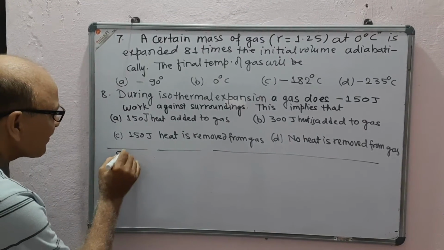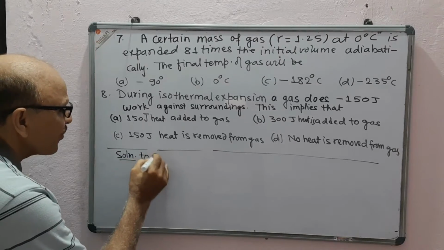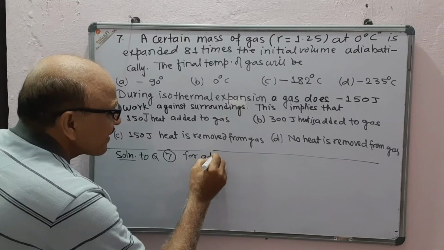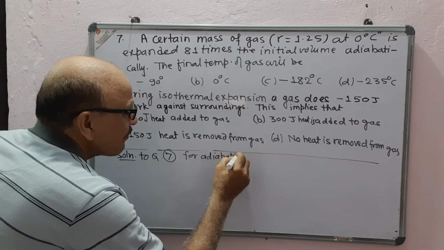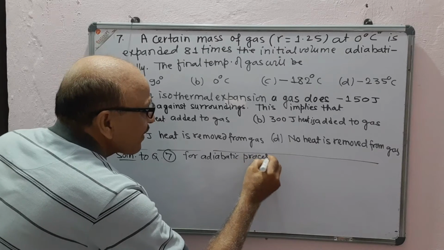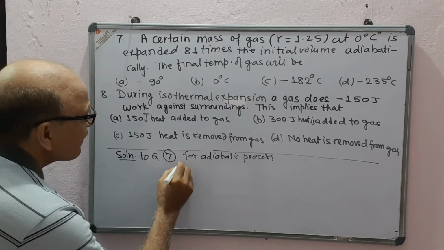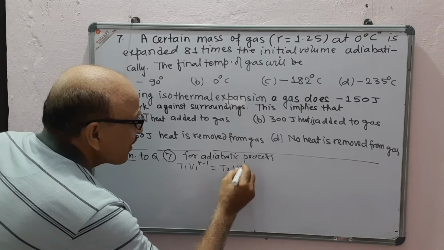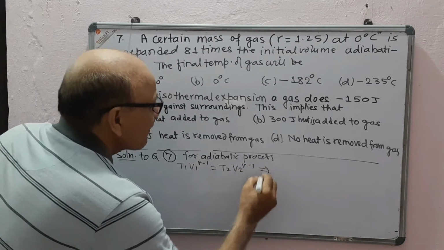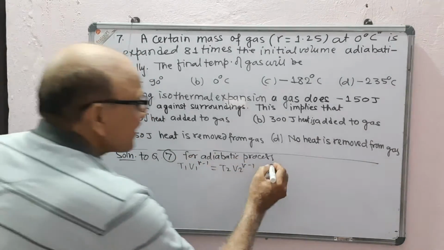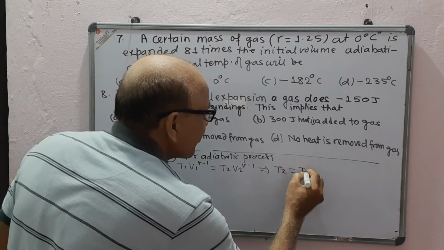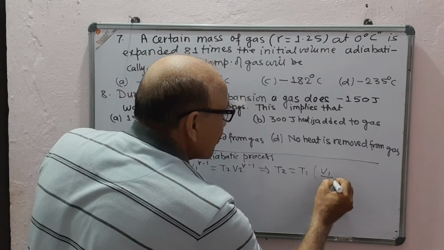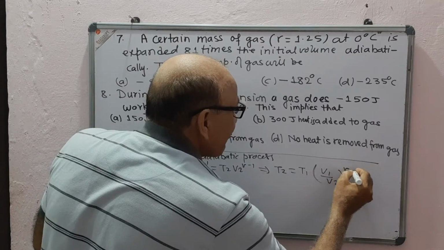Now, solution to question 7. For an adiabatic process, T1 V1 to the power gamma minus 1 is equal to T2 V2 to the power gamma minus 1. This gives the final temperature T2 equal to T1 times V1 upon V2, whole power gamma minus 1.